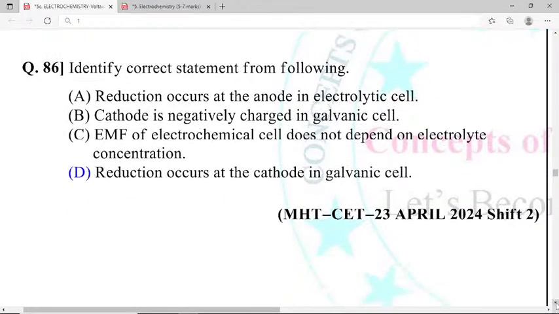Next question. Identify the correct statement from the following. Reduction occurs at anode in electrolytic cell. No. Reduction occurs at the cathode. Cathode is negatively charged. No, positive charge. EMF of electrochemical cell does not depend on electrolytic concentration. Does depend. Reduction occurs at the cathode. Yes, it is correct.